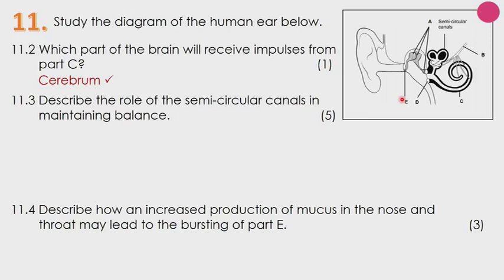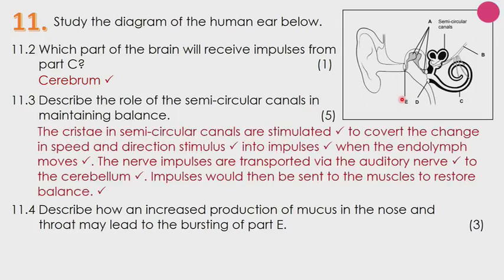Then for 5 marks, they ask you to explain how your semicircular canals help you to maintain balance. So in this instance, you're going to be talking about what the cristae do. So notice that there are a few places where you could have gotten marks. First by saying that there are cristae in the semicircular canals. What do they do? They pick up on changes in speed and direction. They pick up on stimuli that they convert into impulses.